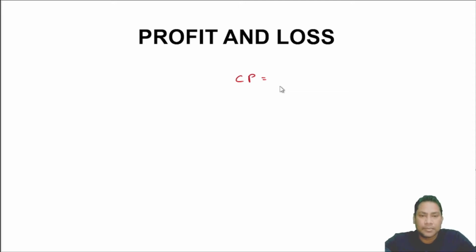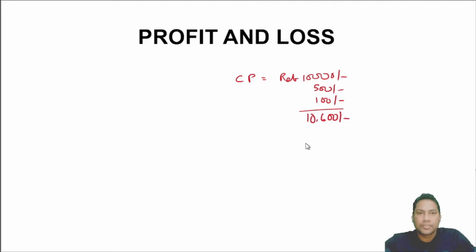Let us take an example. The price of a refrigerator is 10,000 rupees. Then the transportation charges to carry it home are 500 rupees, and the installation charges are 100 rupees. Then the total cost price of this fridge will become 10,600 rupees.